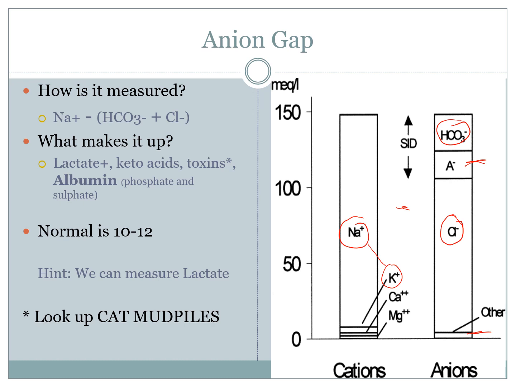Now, what can cause a change in your anion gap? Okay, the toxins that can cause a change in the anion gap, I'm not going to list because it's massive, but I've mentioned a little mnemonic at the bottom, CAT MUD PILES. If you look that up, you will get a full list of all the toxins out there that can alter your anion gap. Okay, because it's a very, very exhausting list.